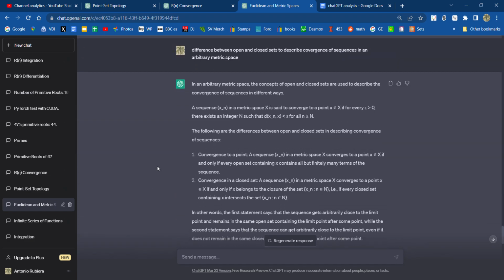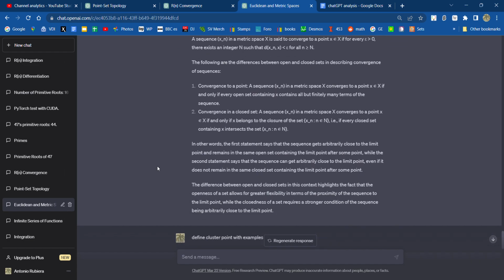Difference between open and closed sets to describe convergence of sequences in an arbitrary metric space. I'm sure I was reading something when I asked this very long question. And it's all about convergence. Yeah. Openness of a set allows for greater flexibility in terms of the proximity of the sequence to the limit point, while the closedness of a set requires a stronger condition of the sequence being arbitrarily close to the limit point.